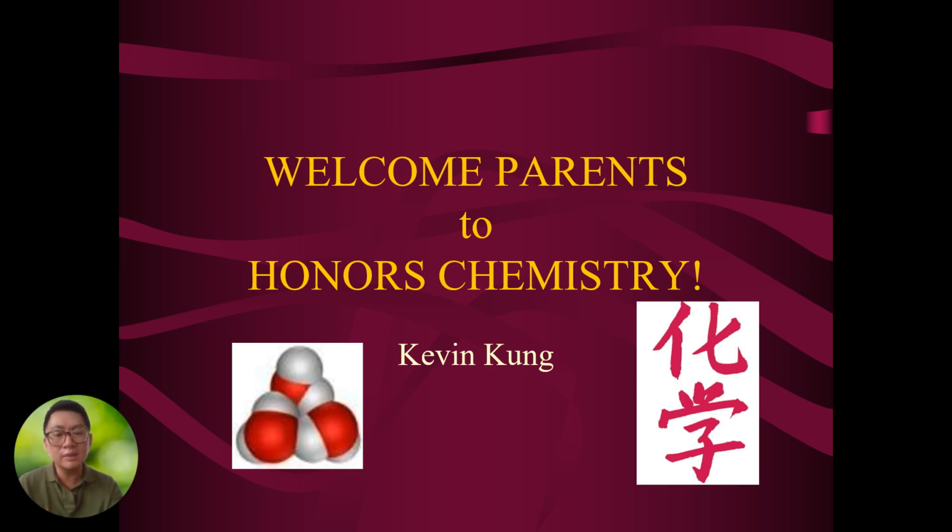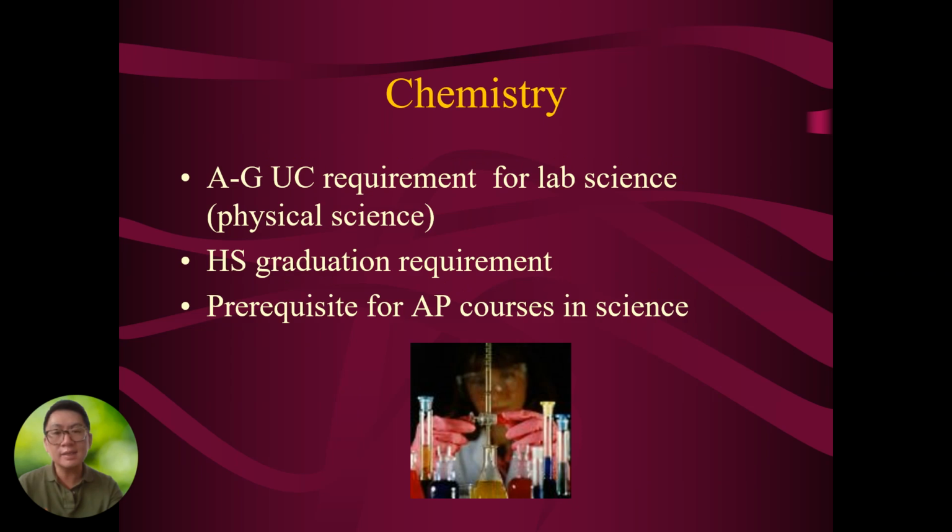My name is Kevin Kung. Why are students taking the class? Several reasons. One, it is a high school graduation requirement, so all students must take a physical science course. Chemistry and physics both fulfill the physical science requirement for high school graduation, as well as a requirement for the UC lab science requirement for basically college admissions. It's also a prerequisite for many AP courses, AP Chemistry, AP Biology, AP Environmental Science. So this is a foundational course for the other topics.